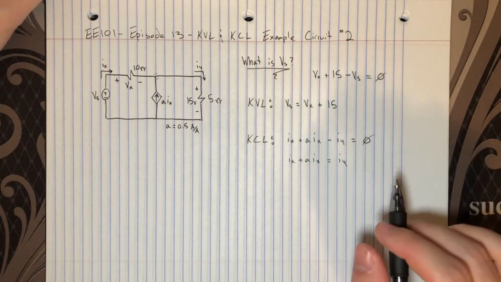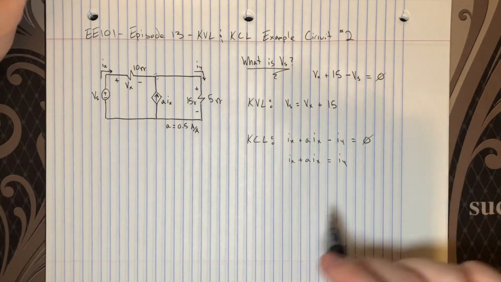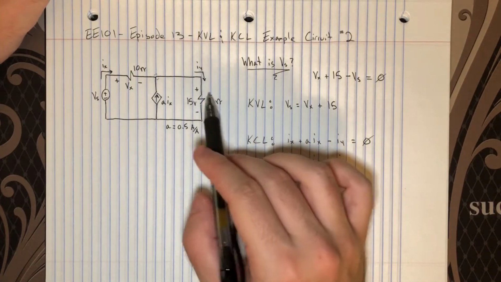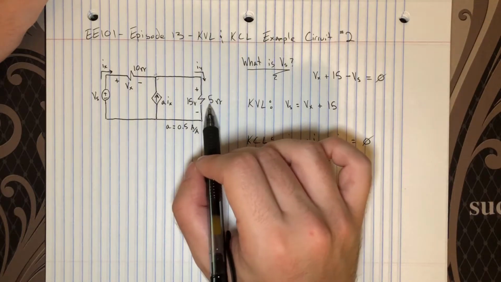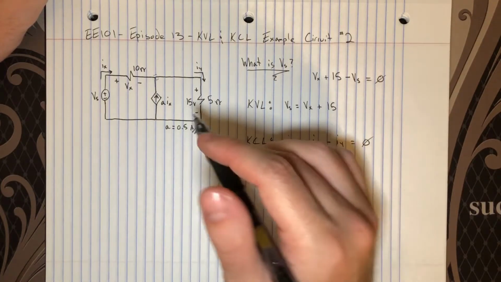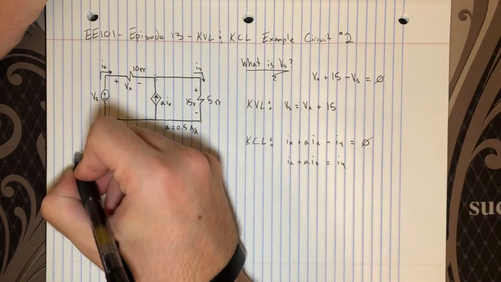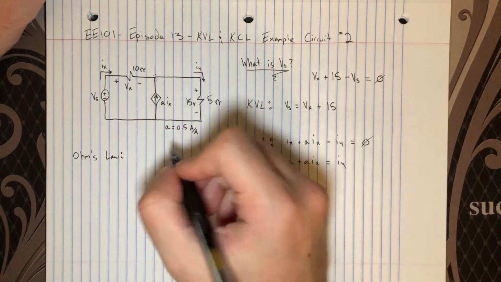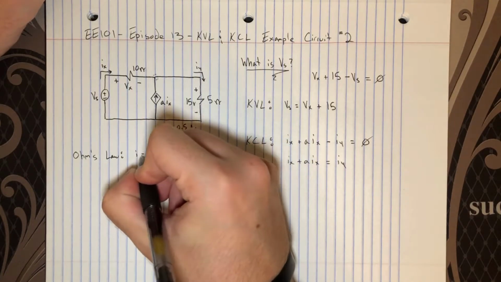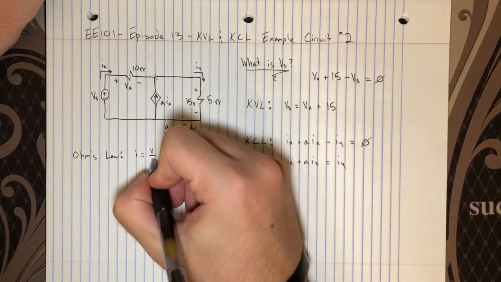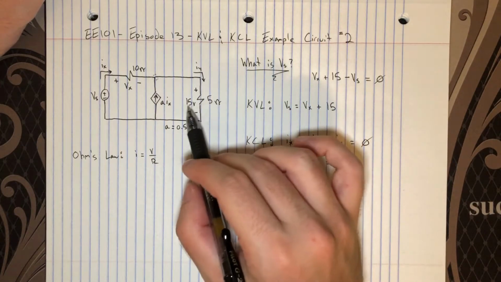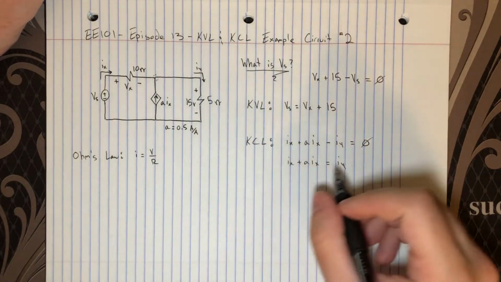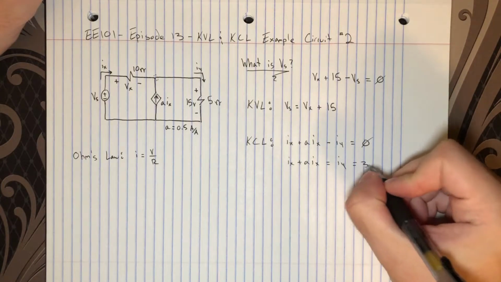But first, you want to notice, what's IY? We actually know it, because we have this information about this resistance and this voltage. And so we know via Ohm's law that I equals V over R. So a little bit of quick math here, 15 divided by 5, that's going to be 3. So in this case, we know that IY equals 3 amps.